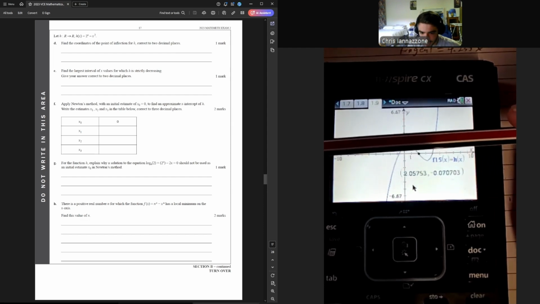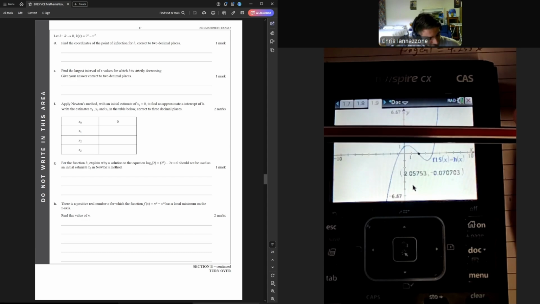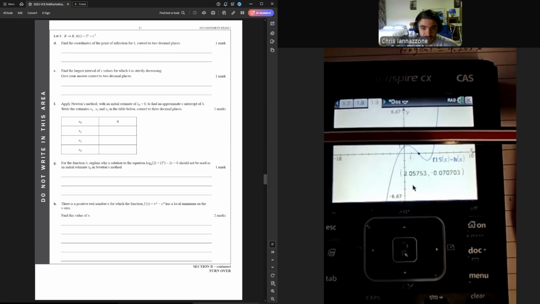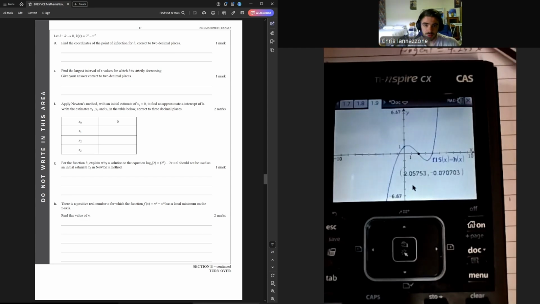If I take it at a turning point, I've got a perfectly flat line. That's not good. If I have a perfectly horizontal line, it's not going to touch the x-axis anywhere, and because of that, Newton's method will break. So the explanation would just be: Newton's method does not work if your tangent line is perfectly horizontal. That's the gist of it, really.